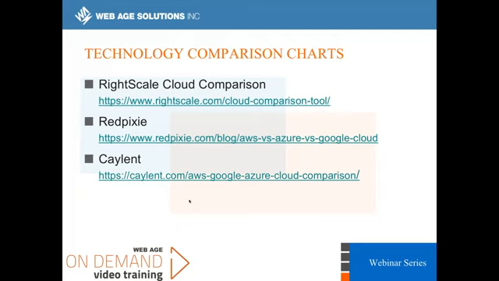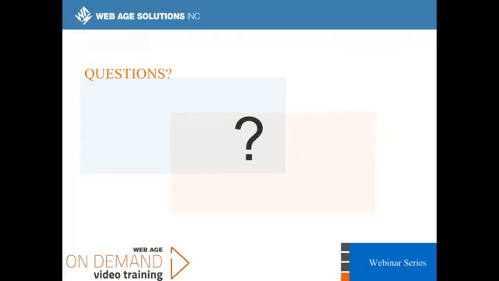Red Pixie focuses immediately on AWS, Azure, and Google, as does Calent. So folks were asking about those before, and I would say those 3 areas, and again, they'll be part of the slides when you get them. And that is actually where we're finishing up here.